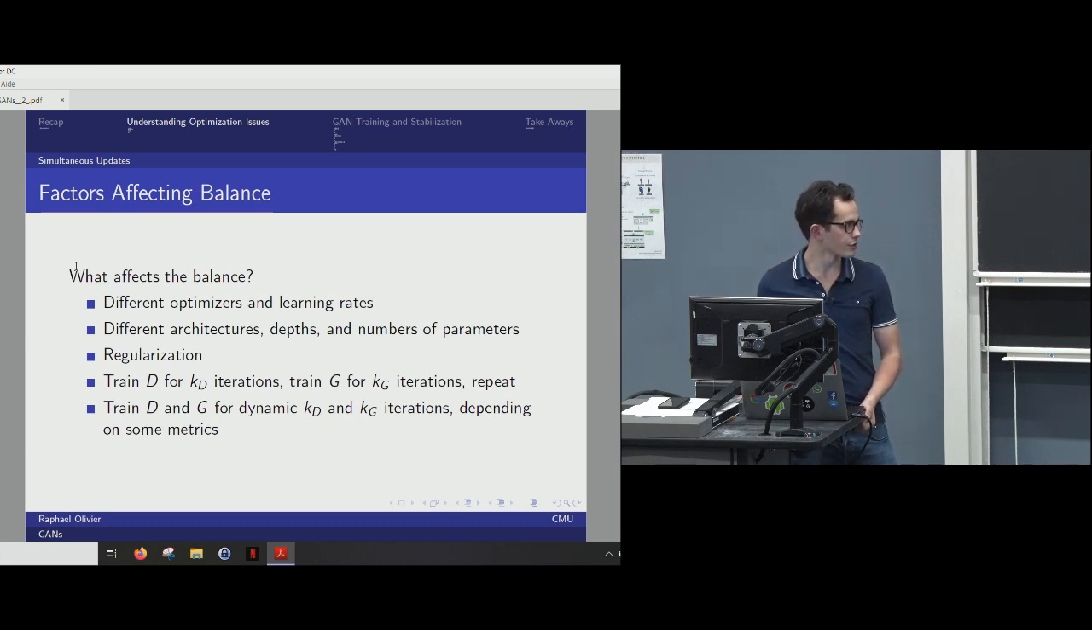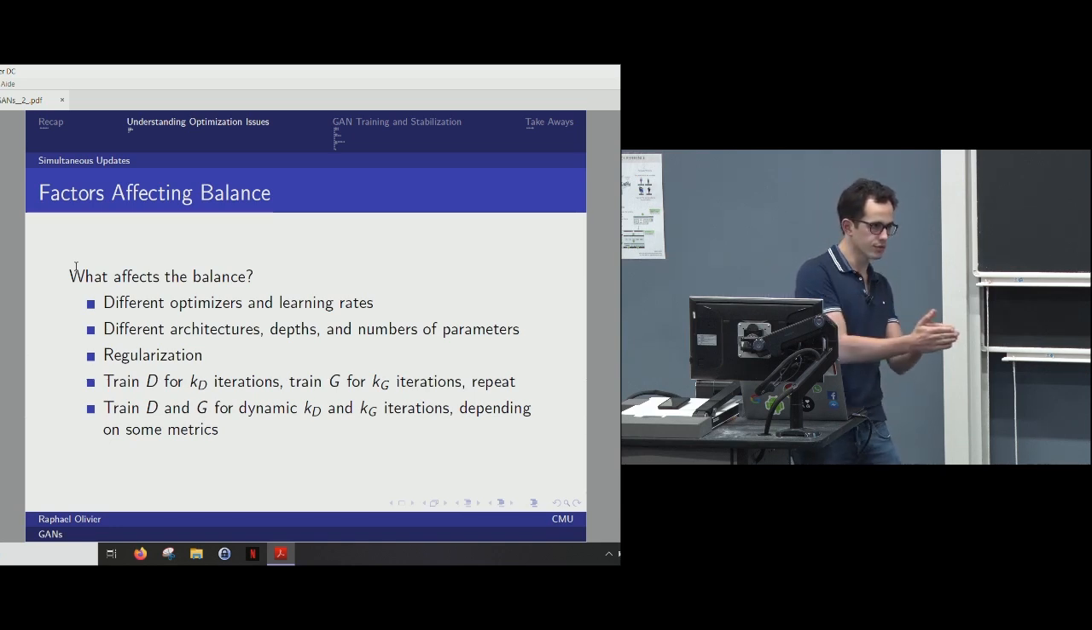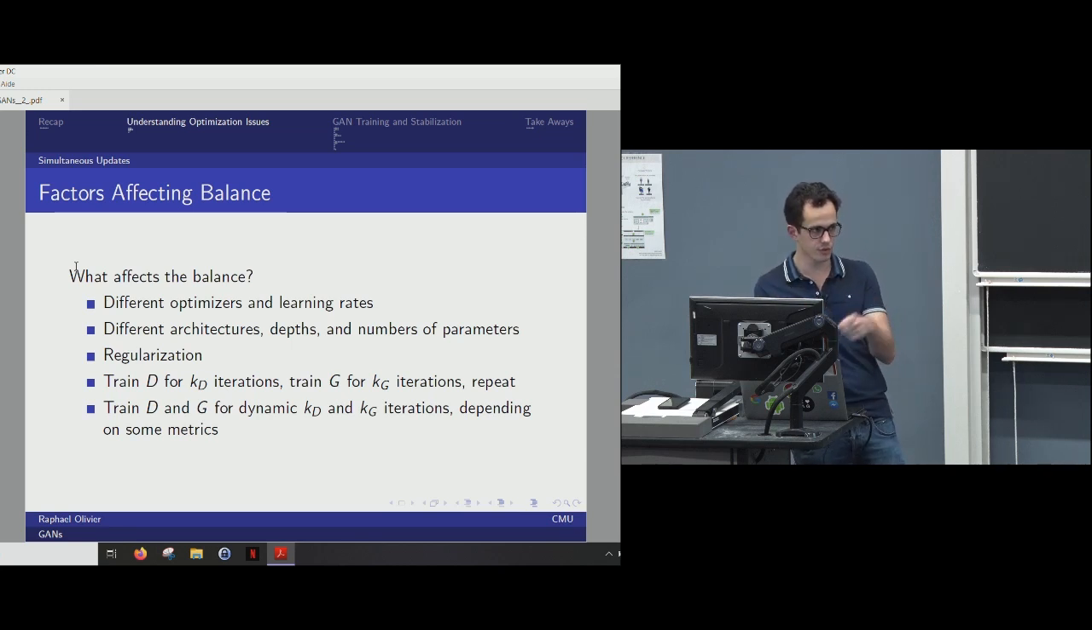There's the number of iterations that you do for each. So far, I sort of implicitly said that you do one time the generator, one time the discriminator. That's not the only way you could do that. You can have a fixed number of iterations focused on the discriminator and then another different number on the generator, and you can have all the combinations that you want.